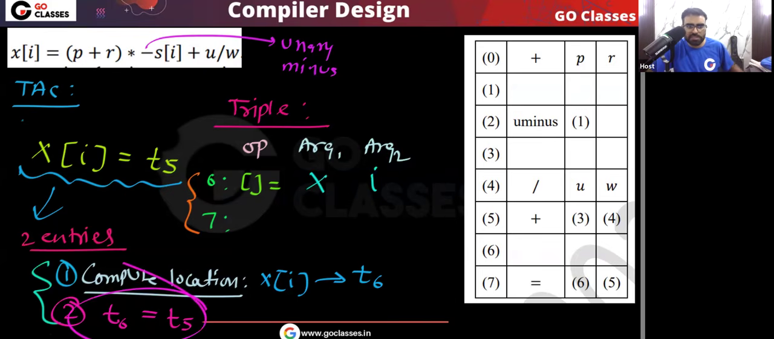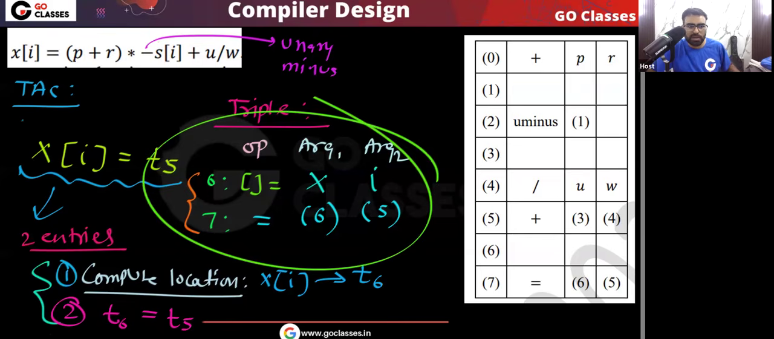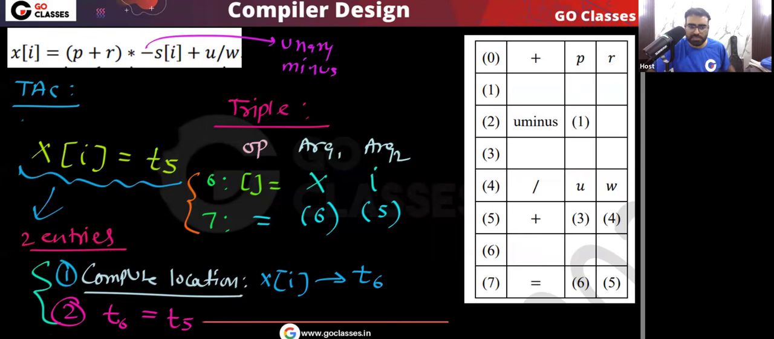Very simple. Now let's see this T6 equal to T5. Here the operator will be assignment. This will be argument 1, this will be argument 2. Argument 1 will be T6, which means position 6, and argument 2 will be T5, which means position 5. That's it. I hope you understood. This will be your last two entries. This position number 6 was missing, so I can write it here: the operator is bracket assignment, then x comma I. That's it. This is the answer.